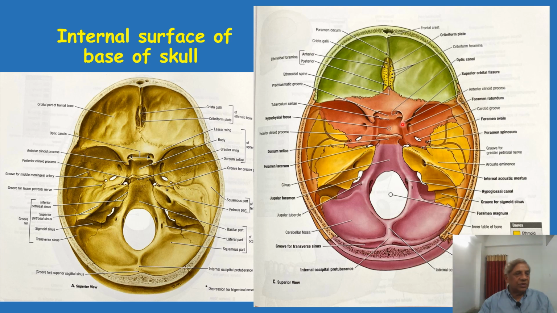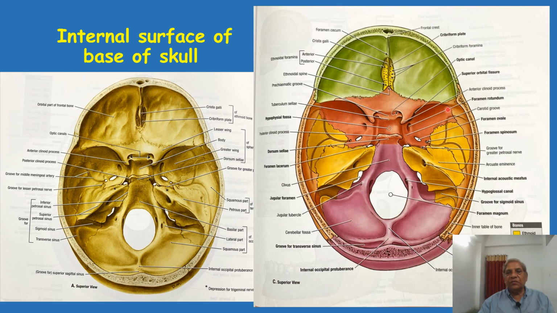These are the posterior end of the two anterior clinoid processes, and here on the margin of the dorsum sellae will be the posterior clinoid process, which gives attachment to the diaphragma sellae, which is the diaphragm, or the roof of the pituitary fossa. Then the bones which are forming the floor are here.